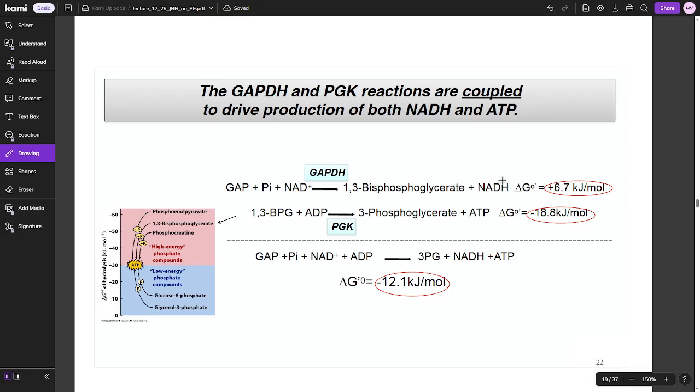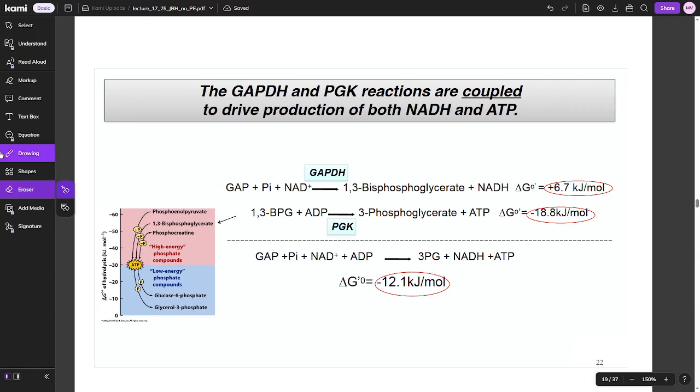And I'll get here, they actually show you the exact math for this too. So this reaction here, plus 6.7 kilojoules per mole, not very favorable, but this reaction, very favorable, right? Negative 18. Dang, very, very negative, right? If you add them together, remember how to add these, right? You got to make sure that you're doing the canceling out method.